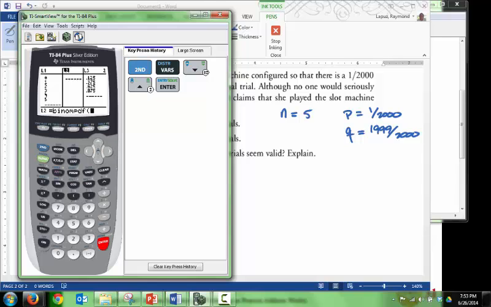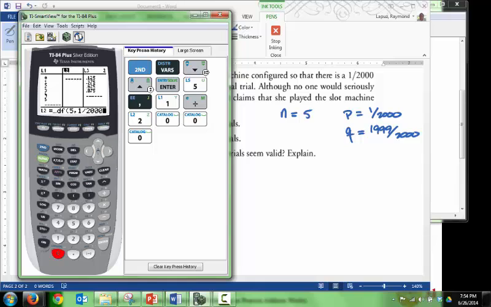Next, I'm going to use my n. So n is equal to 5. And then I'll say comma, and then I'll put my p. My p is 1 divided by 2,000. I can try to figure out what that is in my head, or I can just say 1 divided by 2,000, and that should give me the same result. You can close the parentheses. The parentheses is right above the 9.